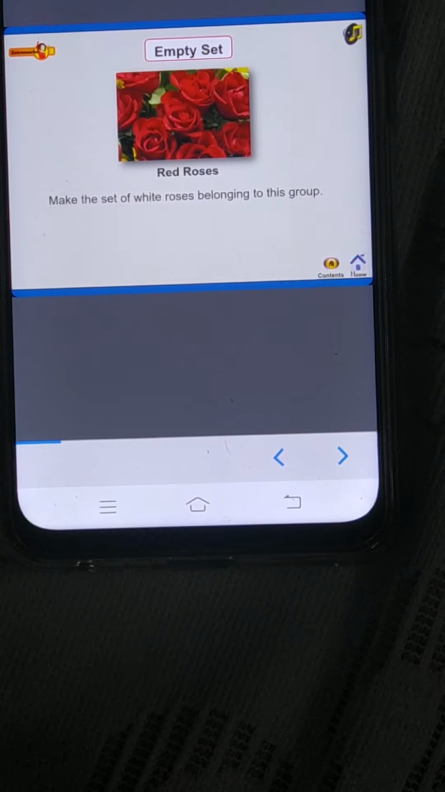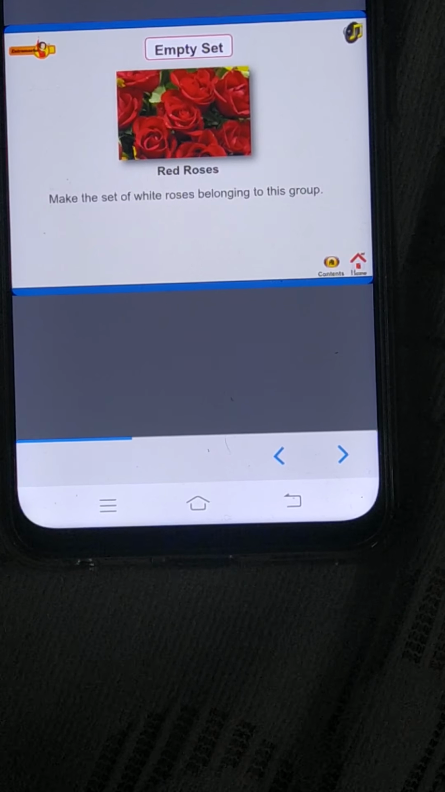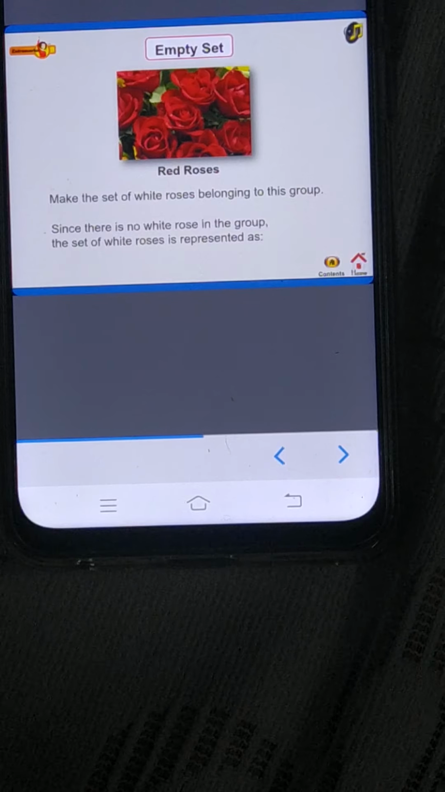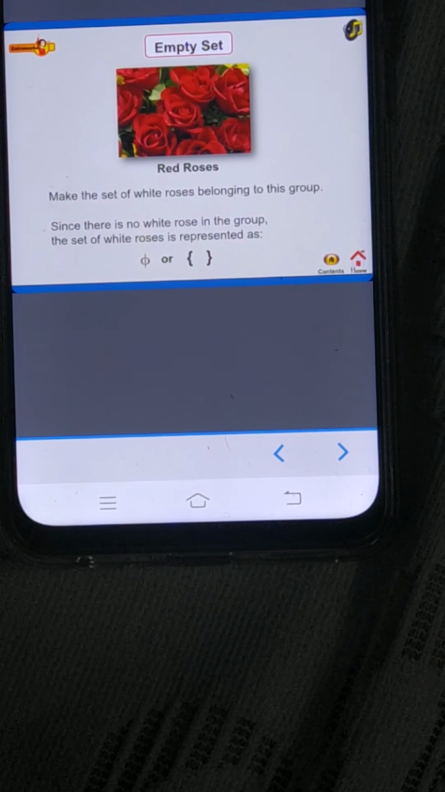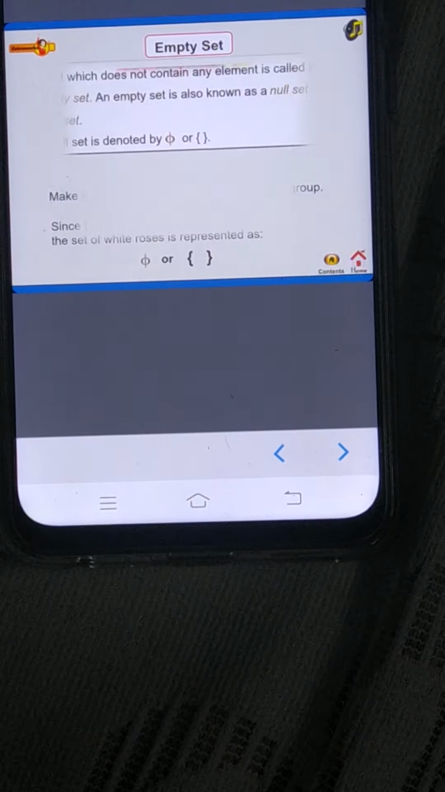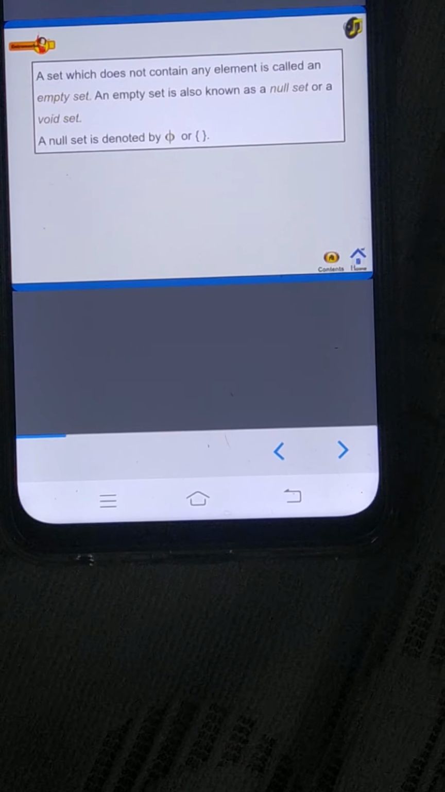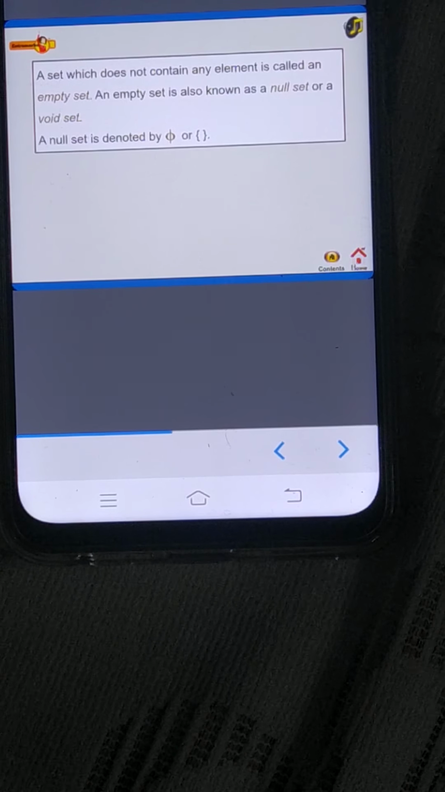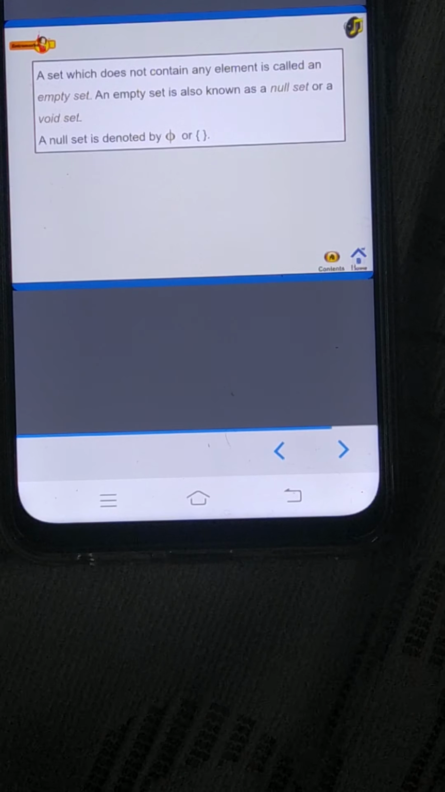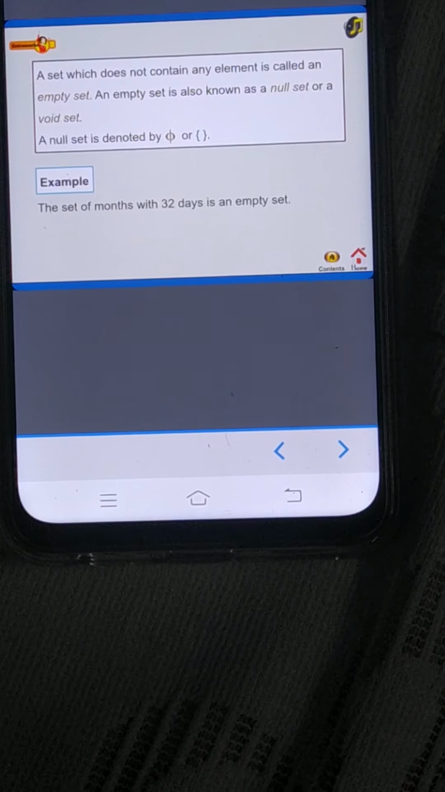Let us try to make the set of white roses belonging to this group. Since there is no white rose in the group, the set of white roses is represented as phi, or empty braces. A set which does not contain any element is called an empty set. An empty set is also known as a null set or a void set. A null set is denoted by phi or empty braces. For example, the set of months with 32 days is an empty set.